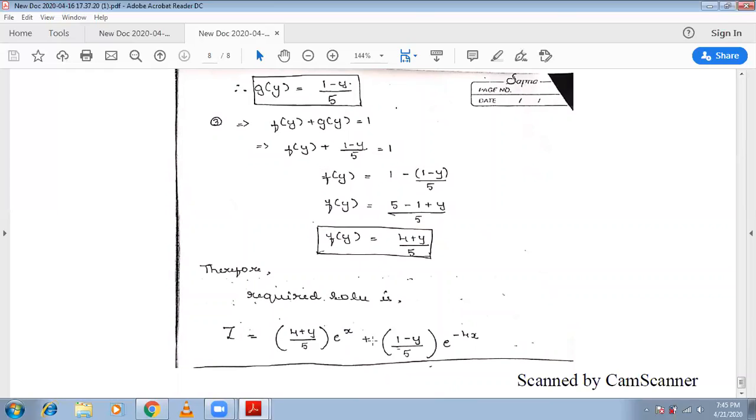Substitute the g(y) value and f(y) value in equation 1. We get the solution z = ((4 + y)/5) e^x + ((1 − y)/5) e^(−4x). This is the required solution.